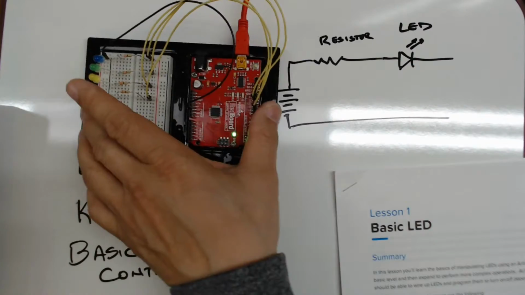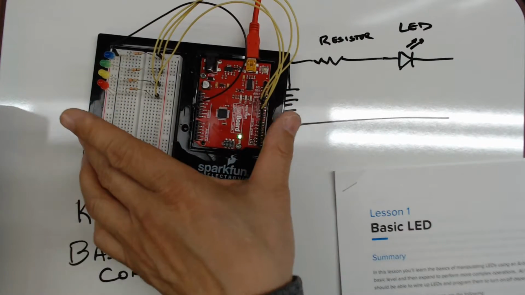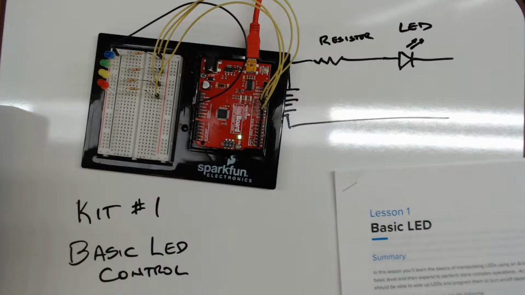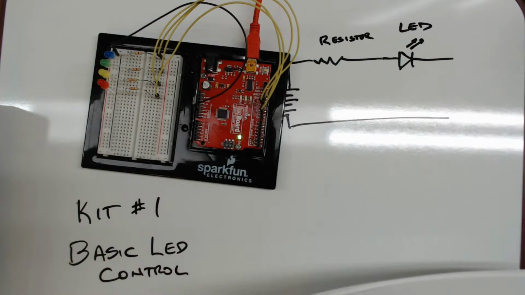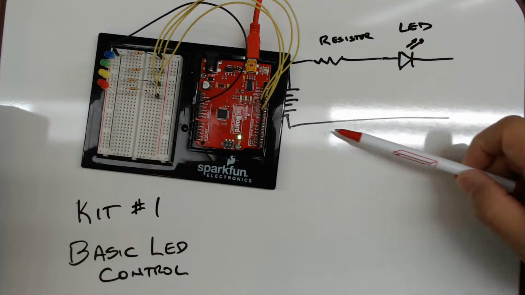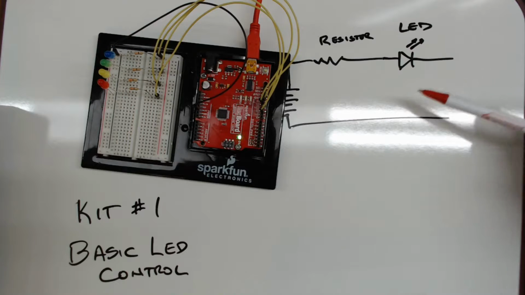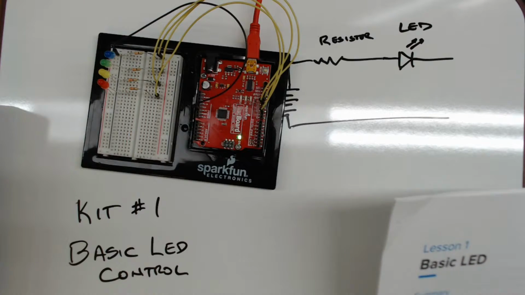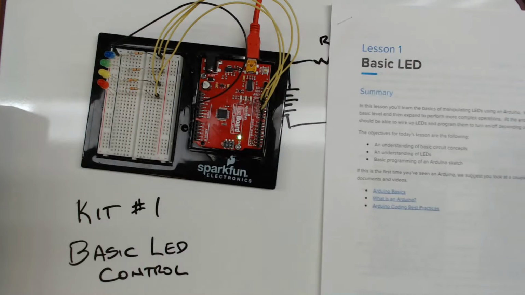The basic resistor circuit is listed here, and it's a resistor, an LED, and a battery, and that just lights up the LED. Now what we're doing with the controller is adjusting the control using the Arduino, and we'll show you how to start programming that right now.